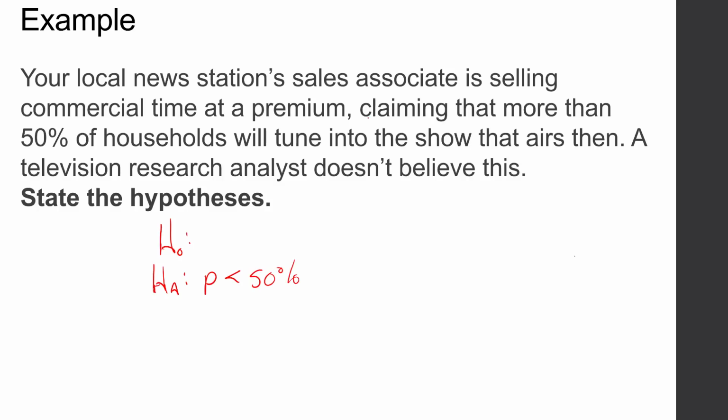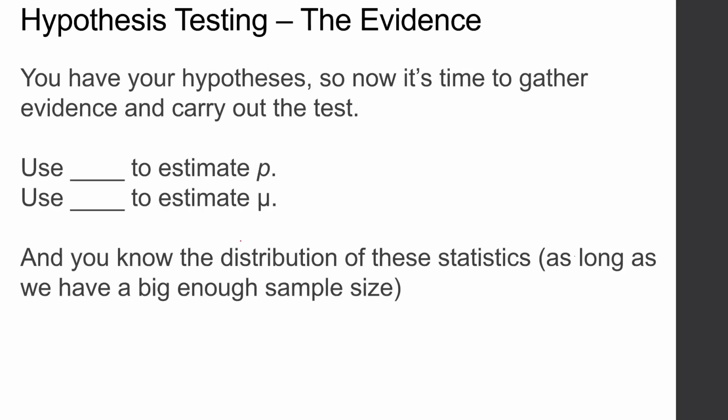Now notice that they claim more than 50% of households would tune into the show, but you can't just put for the null that p is greater than 50%, because remember, the rules of hypothesis testing dictate that you have to put the or equal to sign on the 50% in the null. Okay, so make sure you pay attention to that and always put the equal sign with the null. All right, very good. So now we've stated the hypotheses.